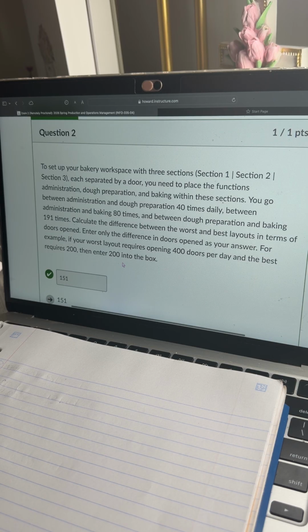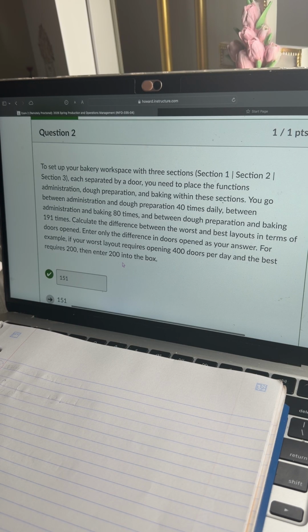For example, if your worst layout requires opening 400 doors per day and the best requires 200, then enter 200. So this question isn't really asking us what is the best layout. It's asking us to find the difference between the best layout and the worst layout. So just make sure you're keeping in mind what the question is asking, because it's very easy to forget what the question's asking, even though you probably did it correctly. There's no partial credit on this exam, so just make sure you're double checking what the question is really asking you for.